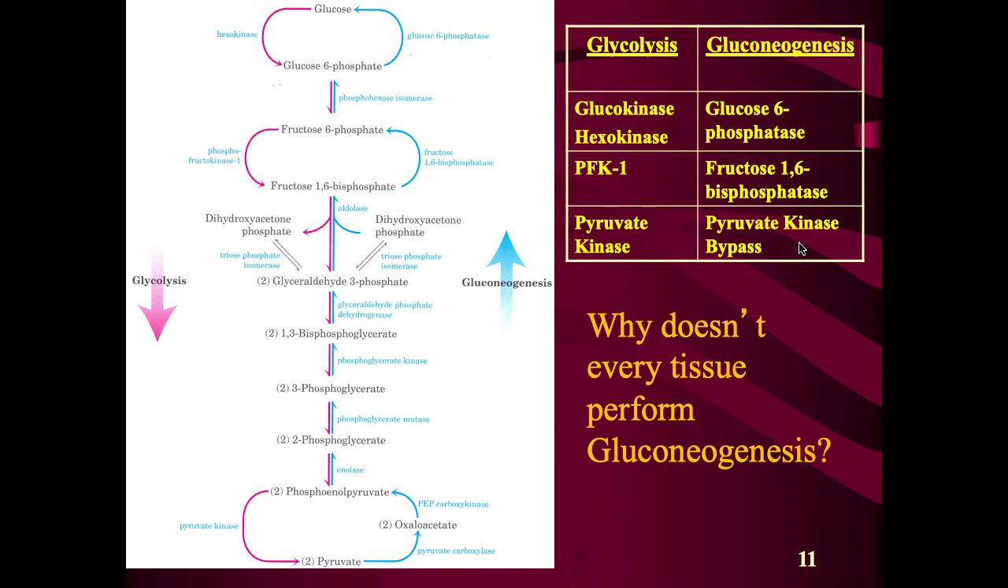So here's the point. Why doesn't every tissue perform gluconeogenesis? Because some tissues lack enzymes or mitochondria. We could say muscles lack glucose 6-phosphatase, red blood cells lack mitochondria. Liver can meet all of those requirements, so liver cells can do that.